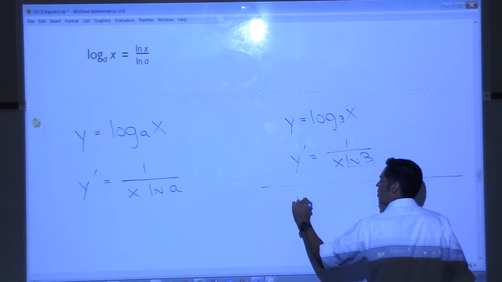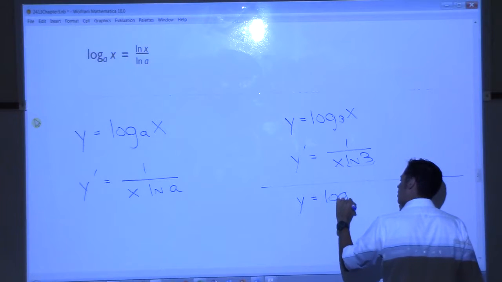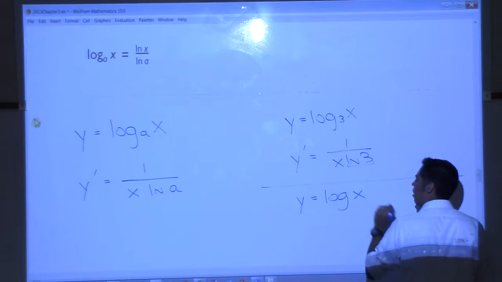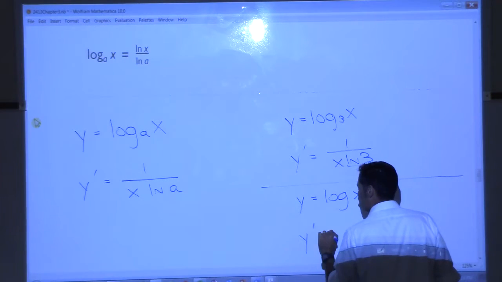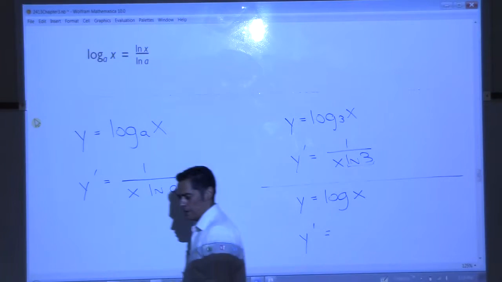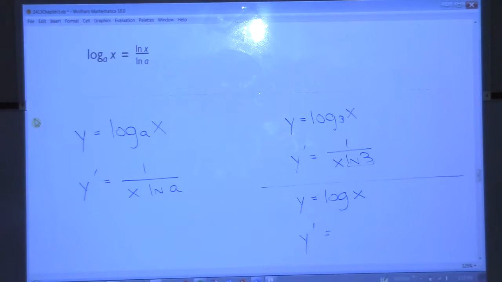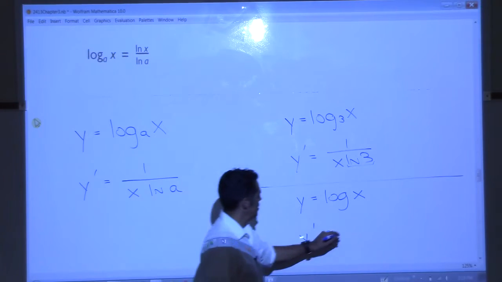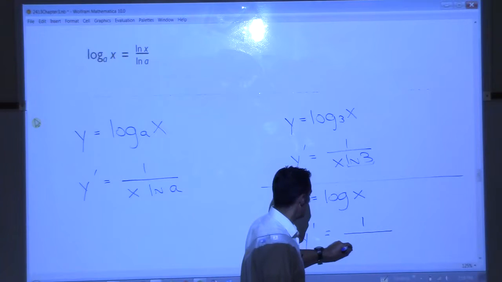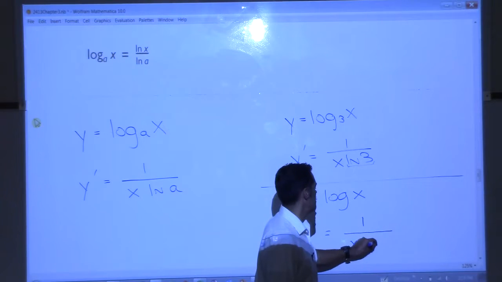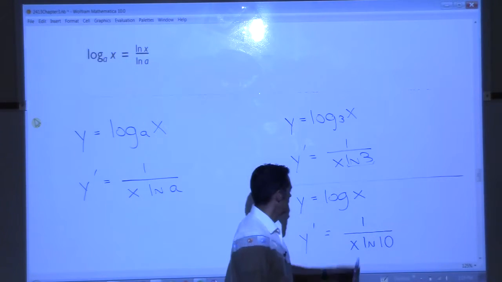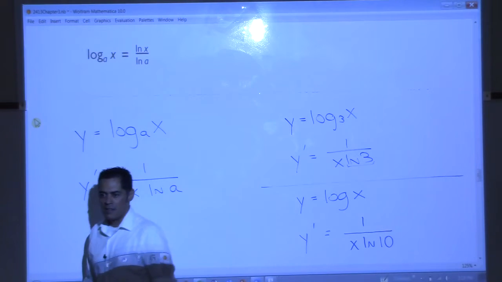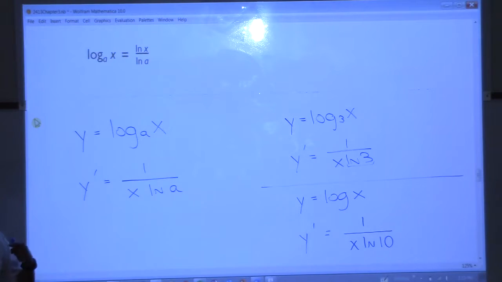If y is equal to log base, no, I'm not going to put base. I'm just going to put log x. What's its derivative? Careful on this one. 1 over x natural log what? 10. Where is the 10 coming from? It's base 10. You only know it's base 10 because they wrote log. So you have to know that. You have to know that that's the base 10 log.